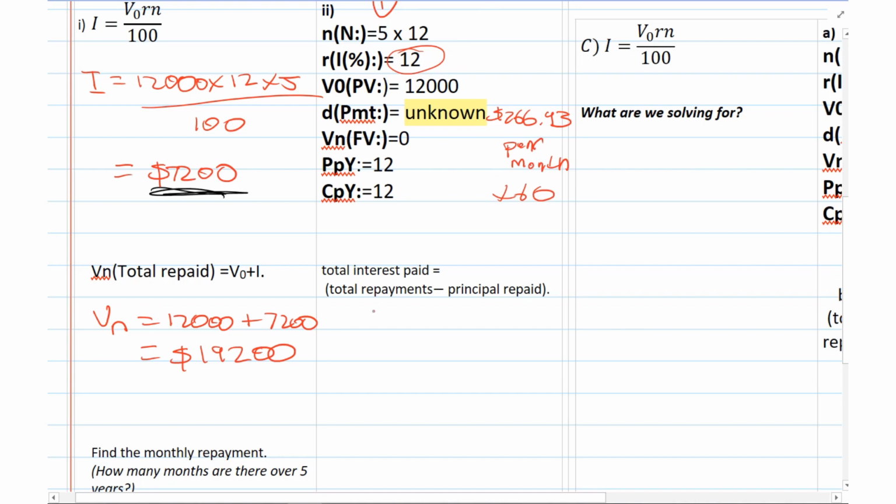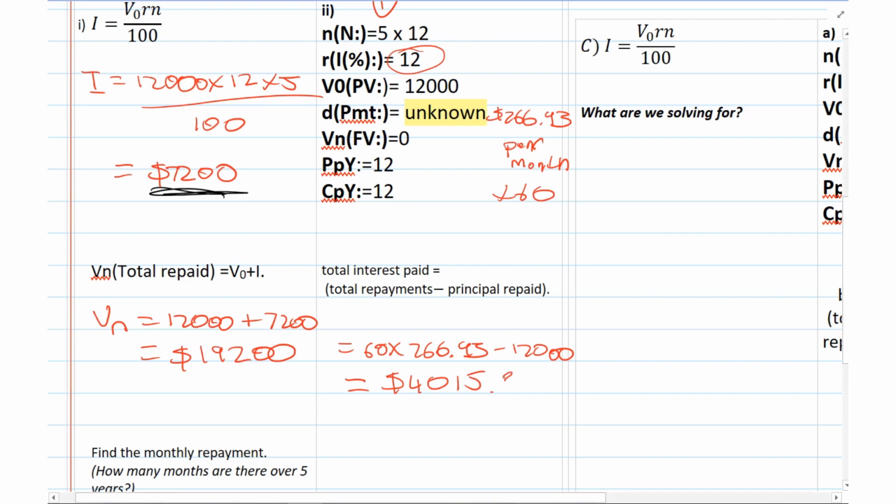So total interest paid equals total repayments, 60 times 266.93, minus the principal, because in the process of paying all that off, we've also paid the principal off. That was 12,000. And we get a value of $4,015.80.